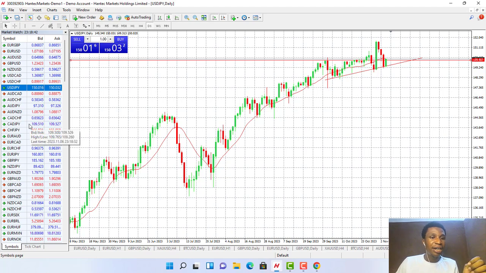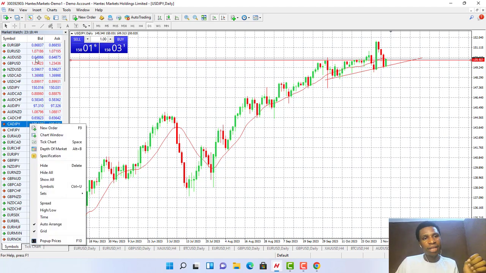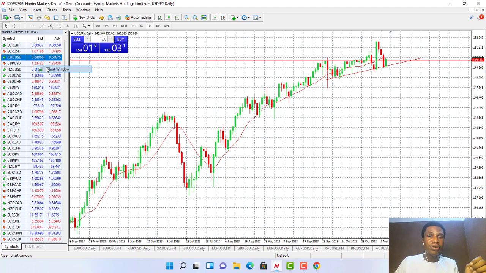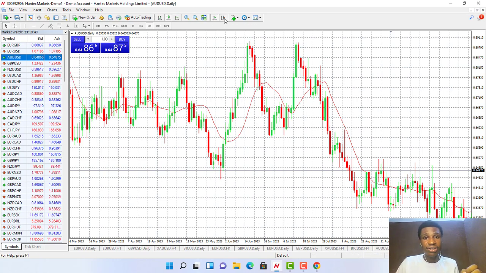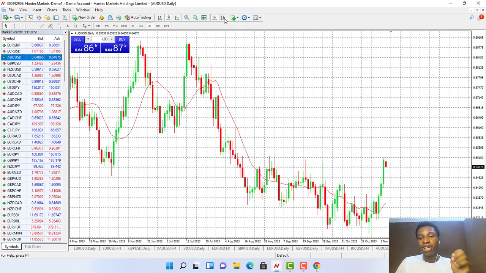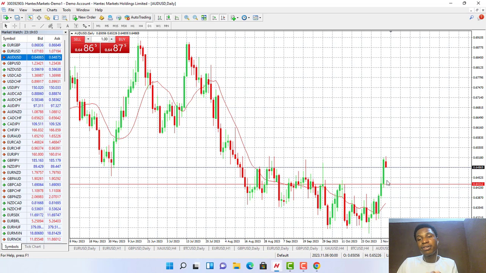Then what of the CAD JPY too. Let's talk about the AUD USD. The AUD USD is still for a buy. You can see it has broken the neckline. You can see this neckline. You can see that the market has broken the neckline. It's now above the neckline. And remember, when a zone is broken, what does it tell you? It shows momentum towards that direction.